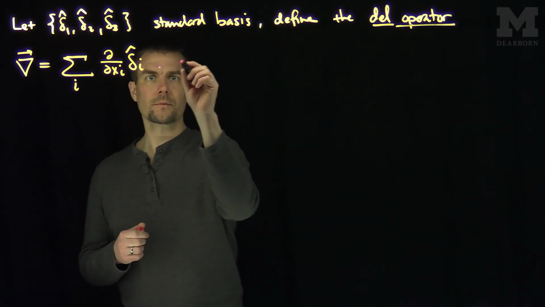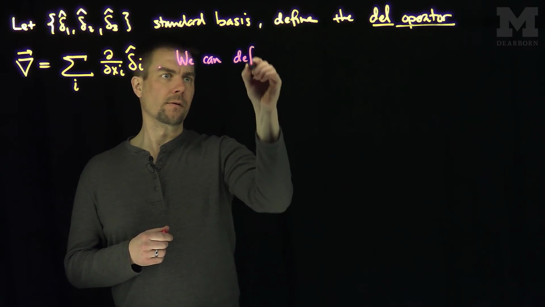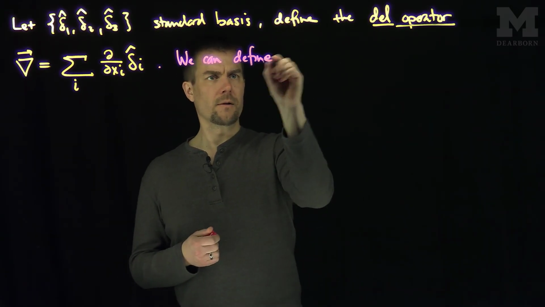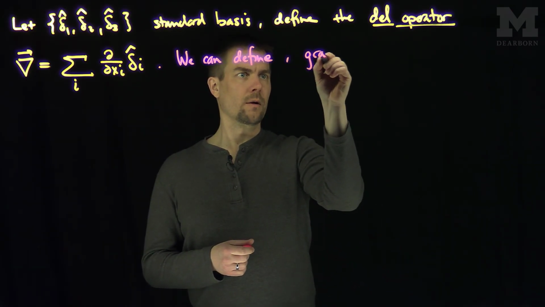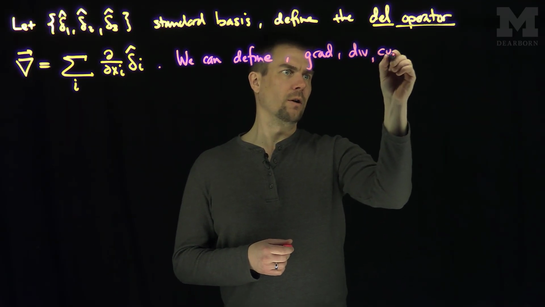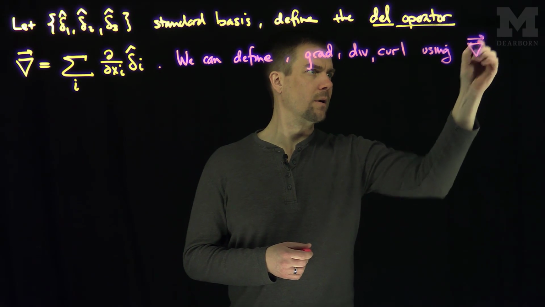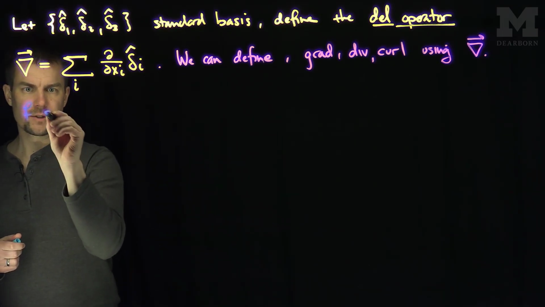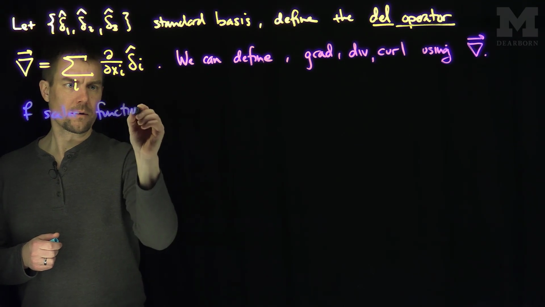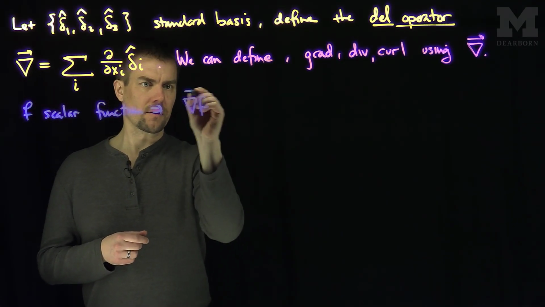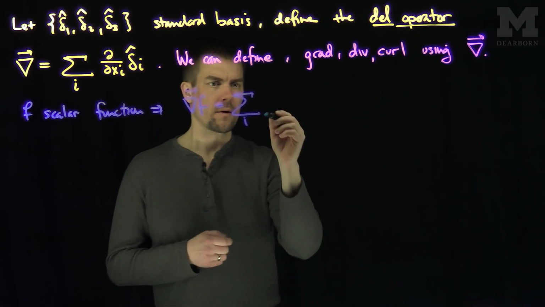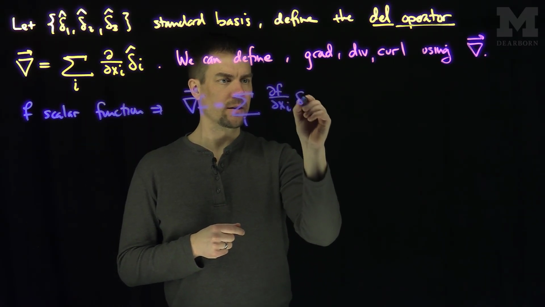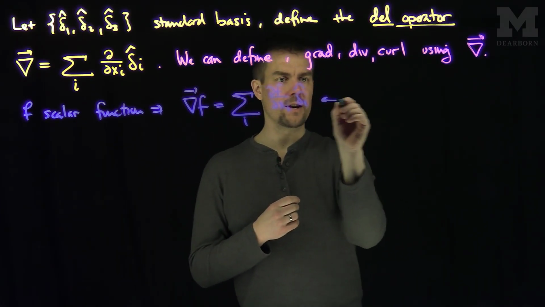So using this operator, we can define gradient, divergence, and curl. Okay, how do we do that? If f is a scalar function, then del f will be the sum over i of what? I'm going to put f into the partial derivative. So I'm going to have partial f partial xi, delta i hat. And this is the gradient of f.